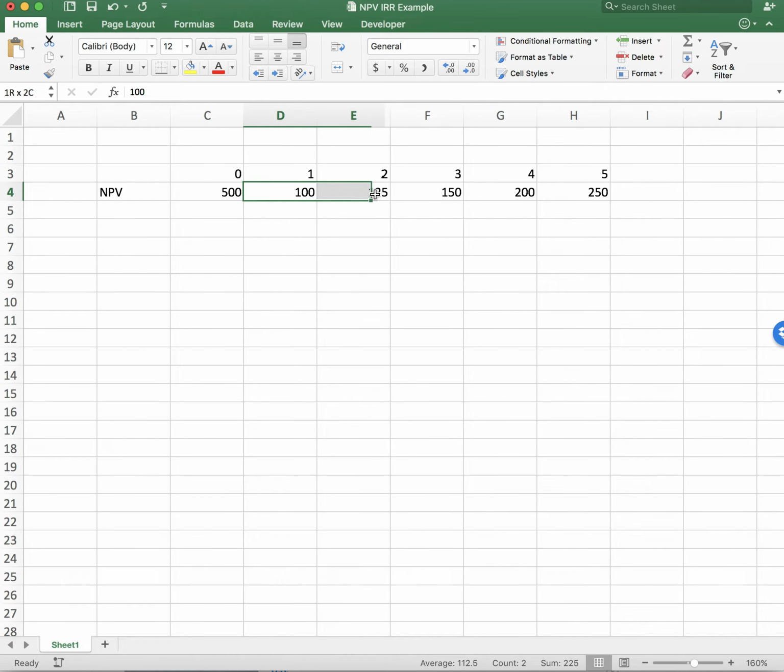If these were all the same number, if they were all 100, we could do this on a calculator. It'd be very simple to do, but because it's not, this is money going out, this is money coming in, and all these numbers are different. We're going to do it on a spreadsheet. So we're looking for net present value.